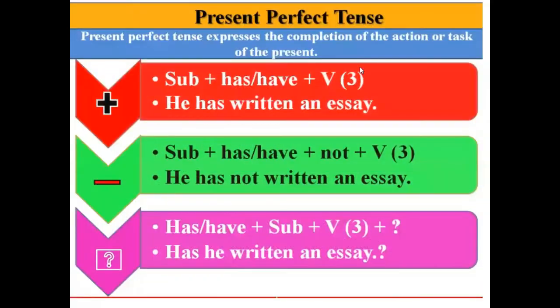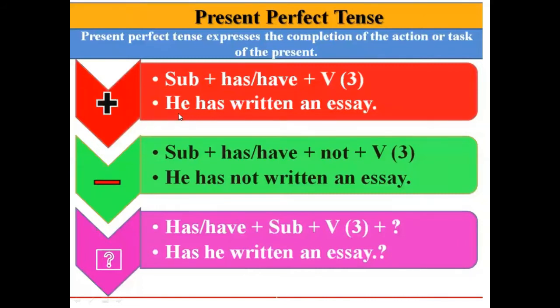Now we have a structure of present perfect tense. Firstly, please review the definition of the present perfect tense. Present perfect tense expresses the completion of the action or the task of the present. Very first, we talk about the affirmative sentences. The structure of affirmative sentence is very first we write the subject, then the helping verb. We have a helping verb of has and have. Then we use the third form of the verb, and at the last of the sentence we use the object.